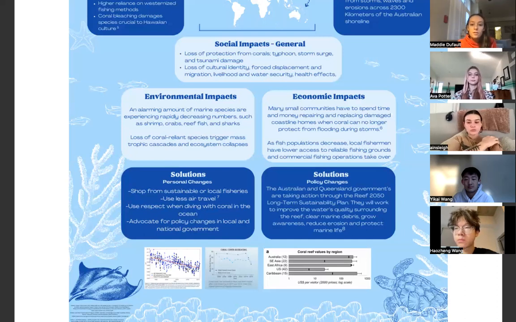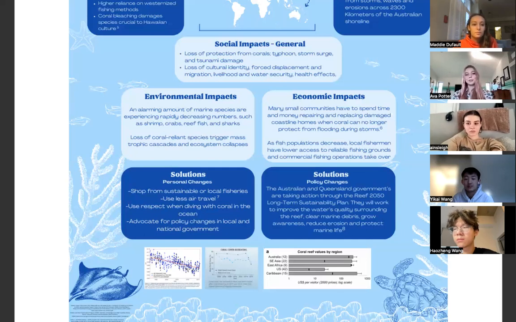And there are some solutions to this. For example, the Australian and Queensland governments are making policy changes. They have taken action through the Reef 2050 long-term sustainability plan. And in this plan, they promise to work to improve the water quality surrounding the reef, clear marine debris, grow awareness, reduce erosion, and protect marine life.